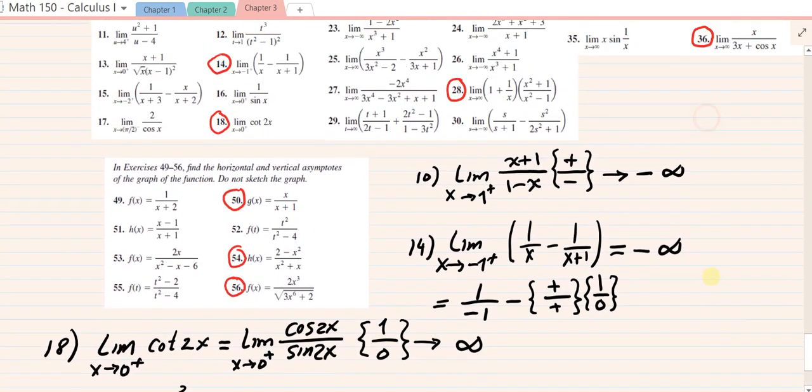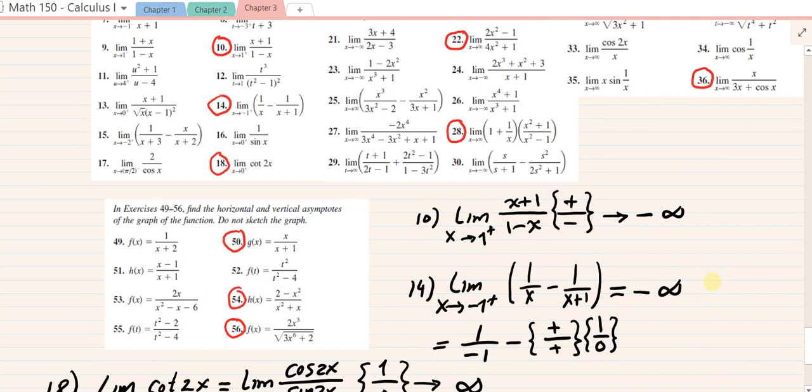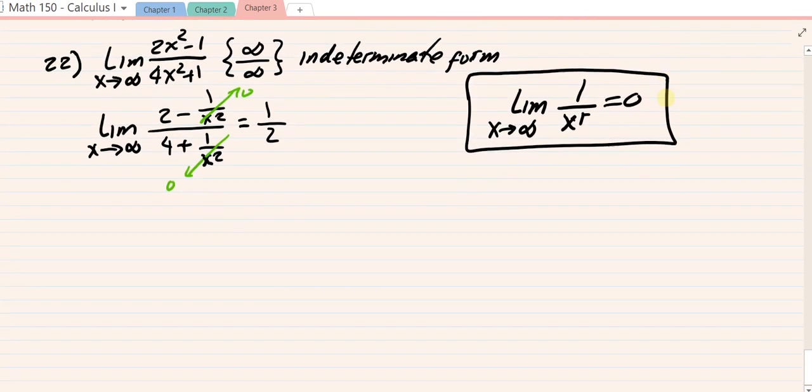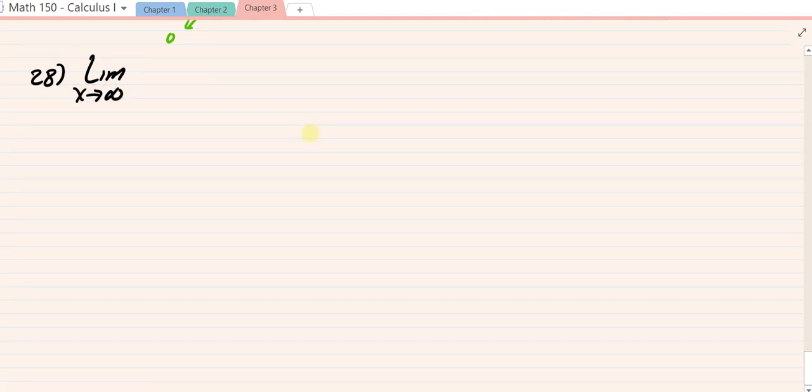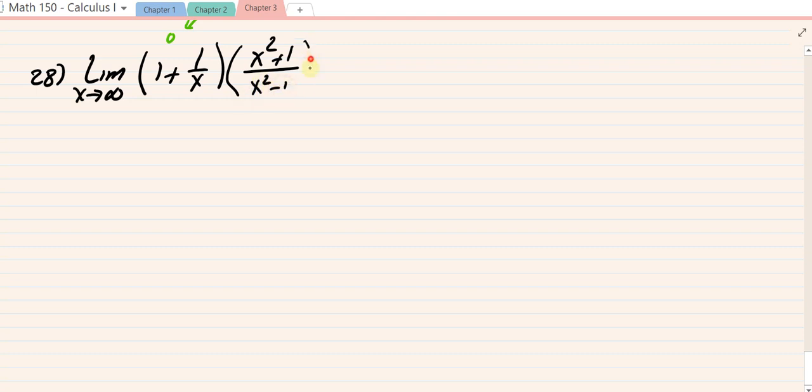The next one we're going to look at beyond 22 is number 28. Let me write down number 28 for you. We want to find the limit as x approaches infinity of the quantity 1 plus 1 over x, times x squared plus 1 divided by x squared minus 1.